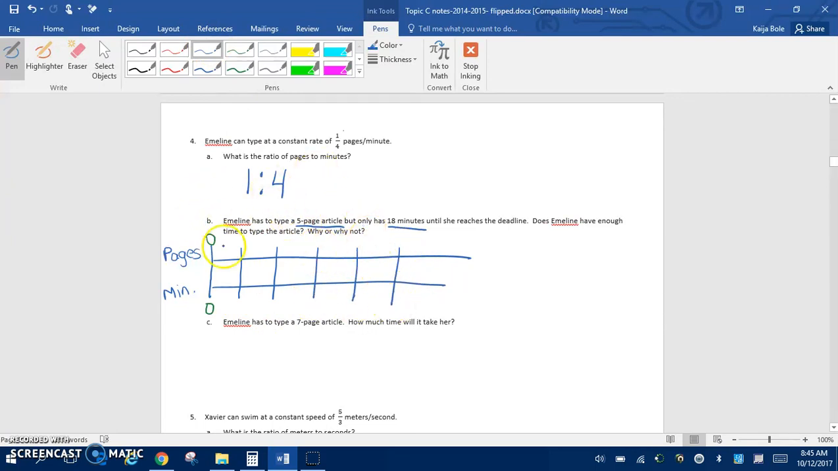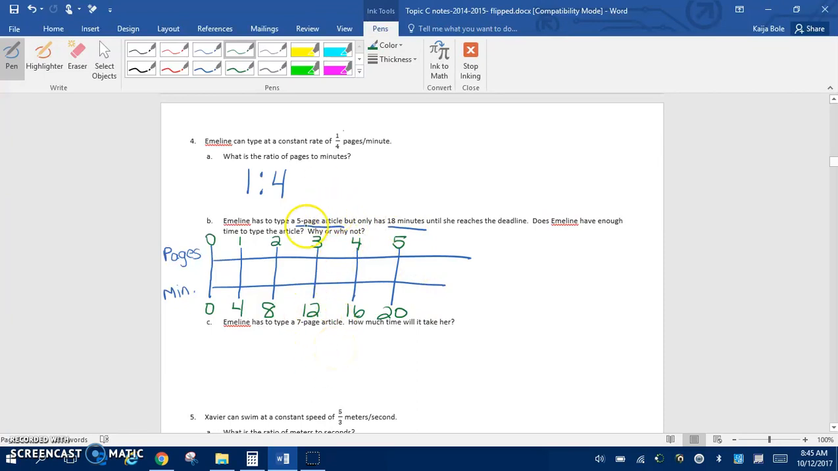Okay, so we know, based on the original ratio, that she can type 1 page in 4 minutes. So that's our value, and that's our first line. So across the top, we're going to add 1 every time, so it'll be 2, 3, 4, and 5. Now across the bottom, we're going to add 4 every time, so we'd have 8, 12, 16, and 20. We'll stop there and see if that's enough.